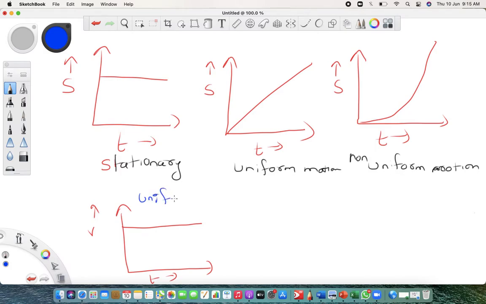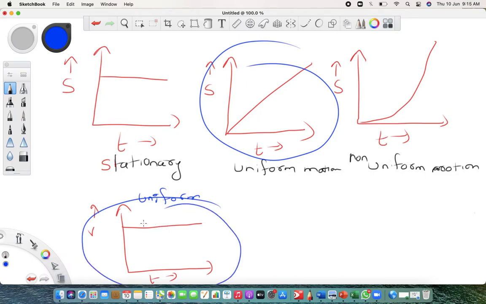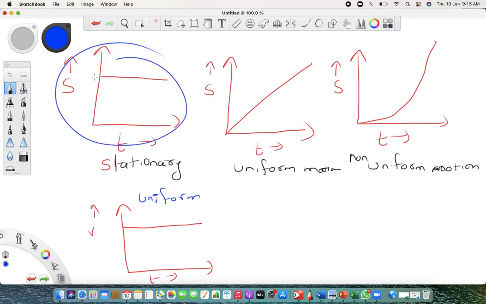So think a little. Two graphs look the same here and here. But one is uniform and the other is, right? This and this. One is stationary and the other is uniform. It depends what quantity they are. One is a distance versus time graph, the other is a velocity versus time graph. Okay, so the first graph itself tells you it is a velocity versus time graph. And understand, you should not just remember that if the line comes like this, not like this. You have to understand what the graph tells you.